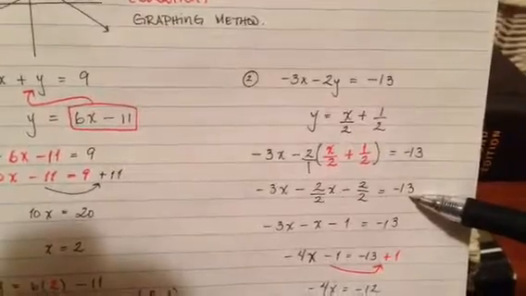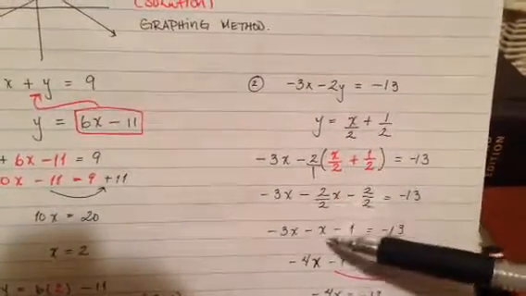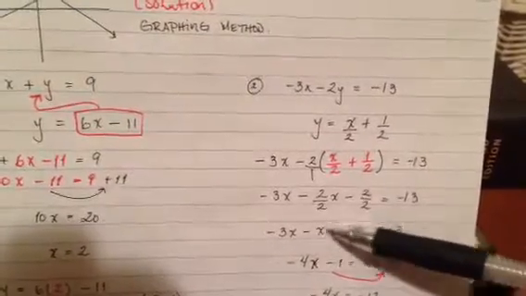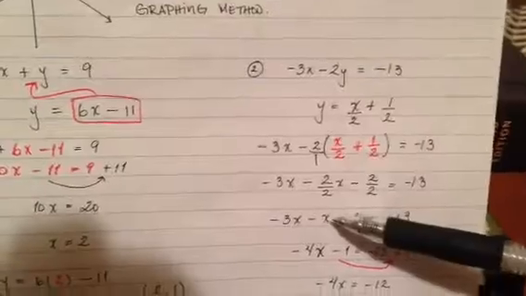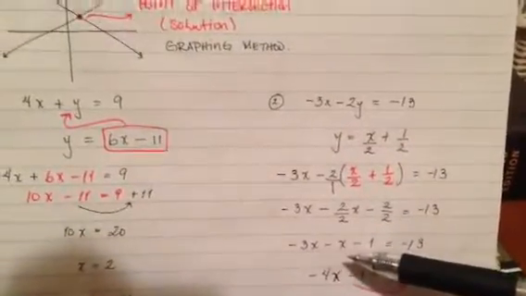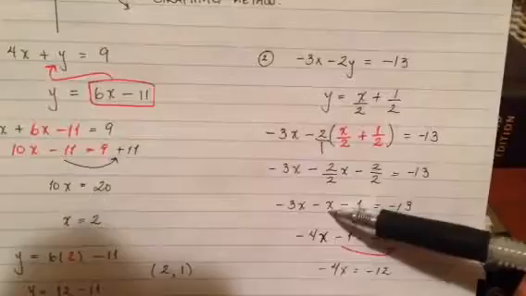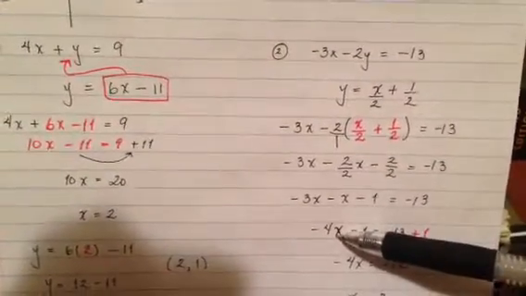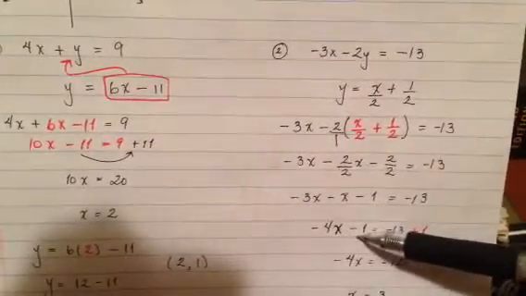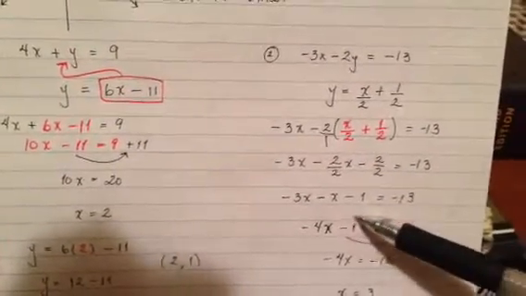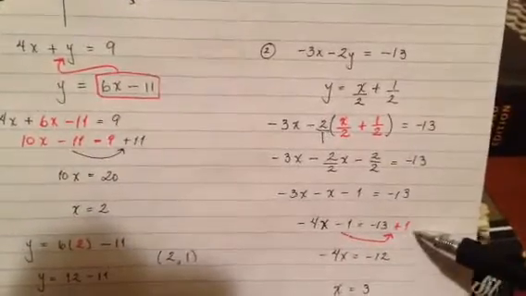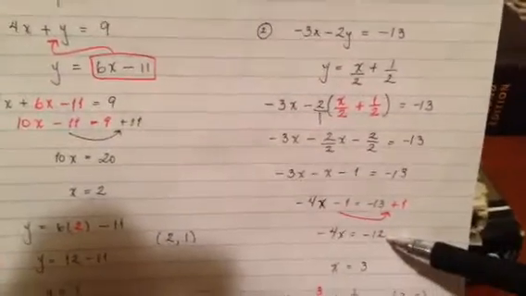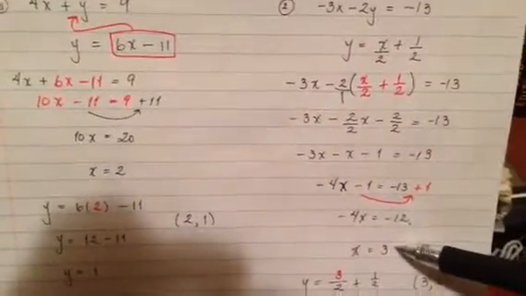That equals negative 13. So 2 divided by 2 is 1, and 2 divided by 2 is 1. Right here I just put x, because your professor isn't going to write 1x, just the x. Now I can combine: negative 3x minus x is negative 4x. Negative 4x minus 1 equals negative 13. Bring the negative 1 over to the right, it becomes a positive 1. Negative 13 plus 1 is negative 12. When you divide, you should get positive 3.